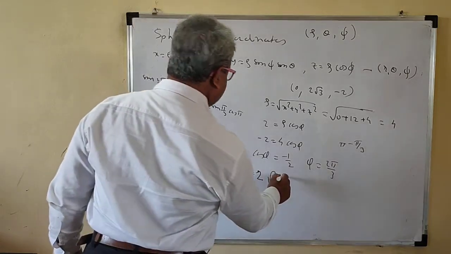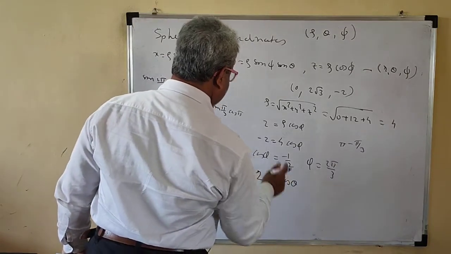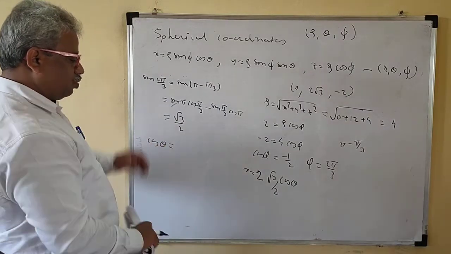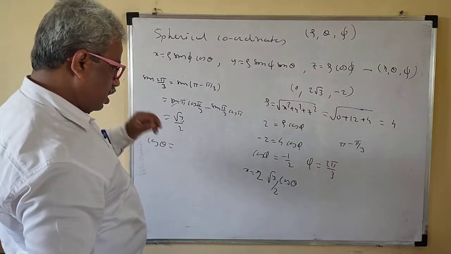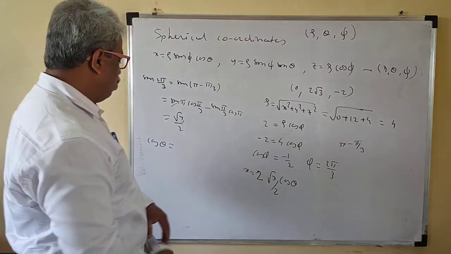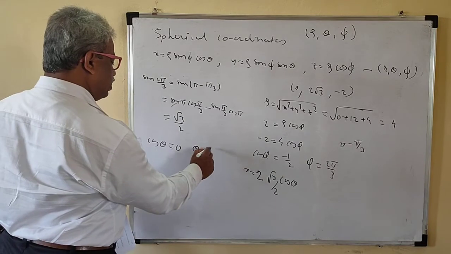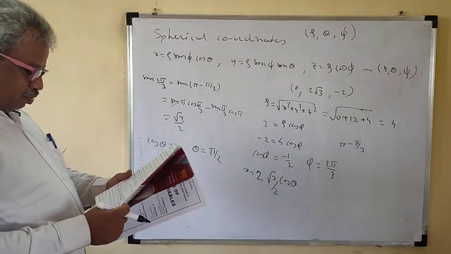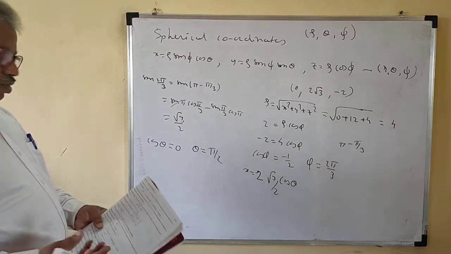And this is what? Cos theta. So cos theta is equal to... X is 0 now. Cos theta is 0 means theta is equal to pi by 2. So theta is pi by 2.